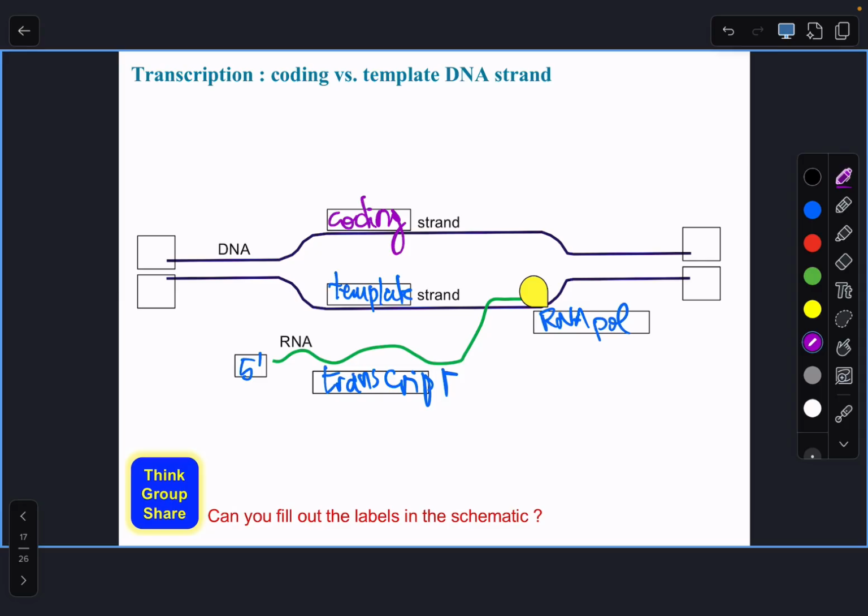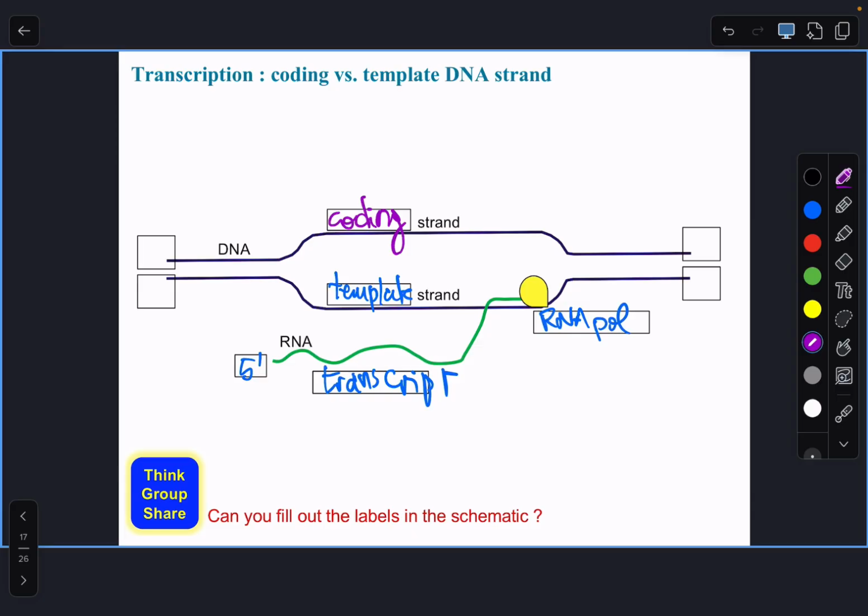We call it coding simply because it happens to have the same sequence of nucleotides that you will see in the transcript. Why is that? Because the coding strand is base complementary to the template strand, and the transcript is base complementary to the template strand. So they happen to be complementary to the same strand, so they're going to be the same between them, in sequence and in polarity.